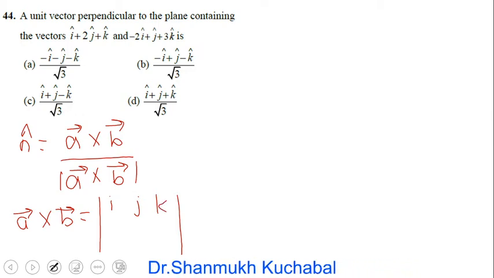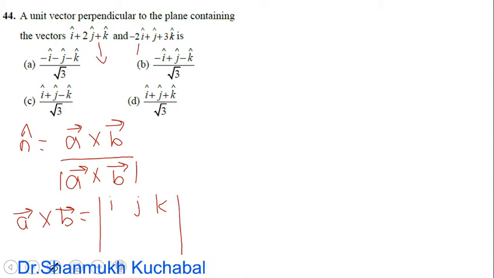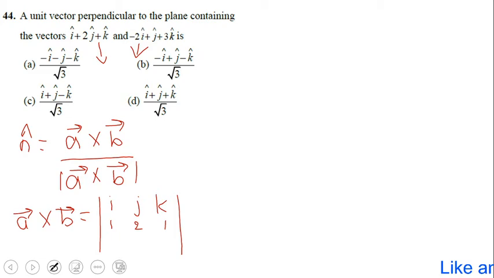Second row is vector A. So first one is a vector A. This is a vector A. This is a vector B here. Okay. So IJK coefficients 1, 2, 1. Next, second vector IJK coefficients minus 2, 1, 3 here.